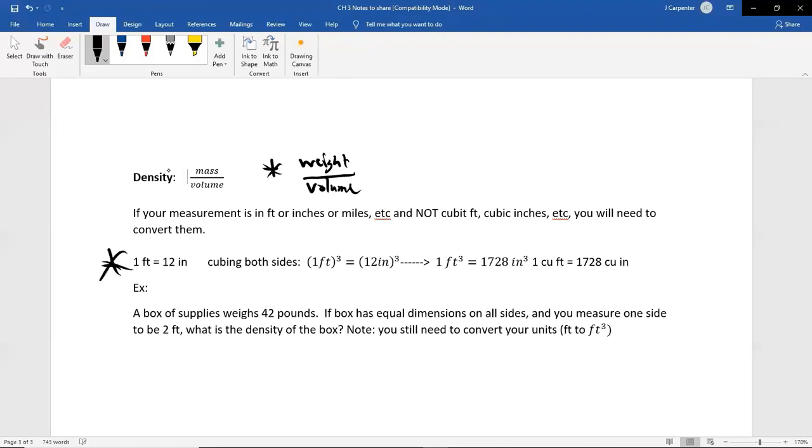So again, not really going to focus on this issue here, although you'll think we are because this thing just says 2 feet. It doesn't say 2 cubic feet. And that's because it's what I alluded to earlier. We're only measuring one side and it is a cube.